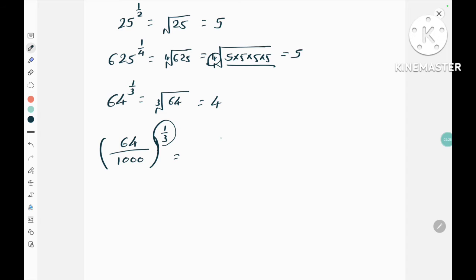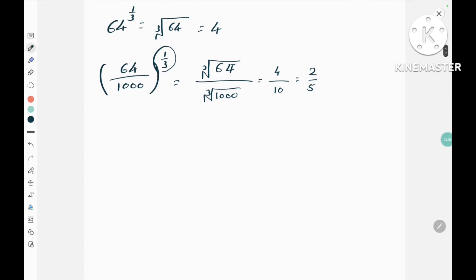So we can write it like this: cube root of 64 over cube root of 1000, and that is going to be 4 over 10. Okay, and if I simplify it, 2 over 5. This is the final answer, because cube root of 64 equals 4, and 1000 is 10 times 10 times 10, right? That is the answer.